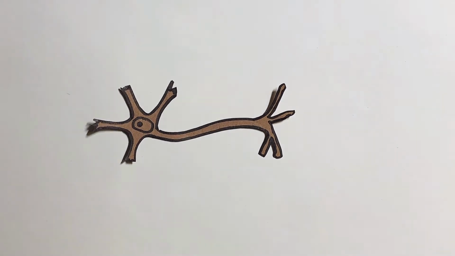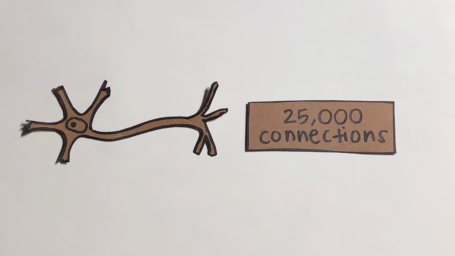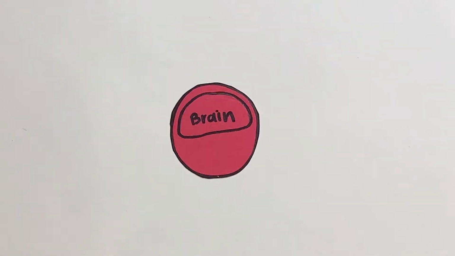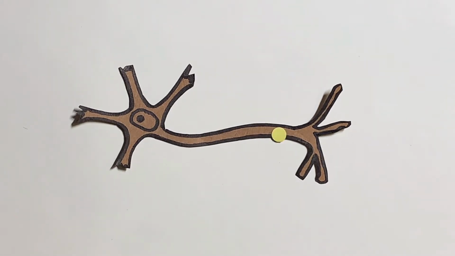Now that we know the big idea, let's take a close look at the human brain. The human brain has about 10 billion neurons. Each neuron has as many as 25,000 connections with other neurons. Messages which direct many functions throughout the body travel through the brain from cell to cell through these connections.